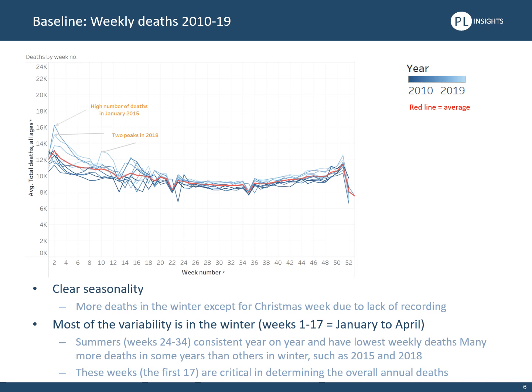Some years are particularly bad. 2015 was a really high year, as we saw in the aggregate annual deaths data. We can see that's primarily driven by there being a very high number of deaths in January, February in that year. 2018 had a similarly high January, also had a second peak, I guess that's around March time in 2018. So clearly what happens in those 17 weeks is a key driver of whether a year is a good or a bad year, or perhaps I should say a high or a low year from a deaths reported point of view.